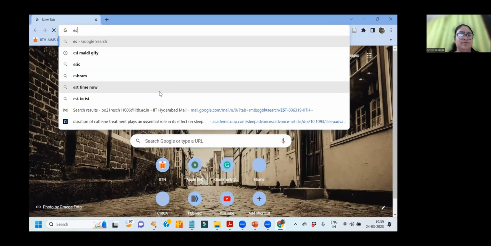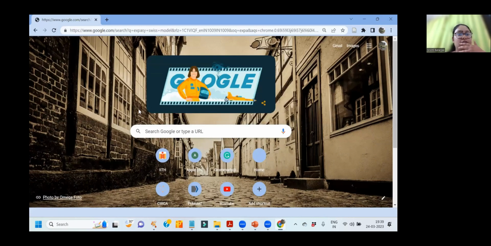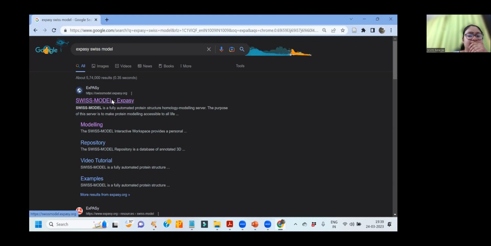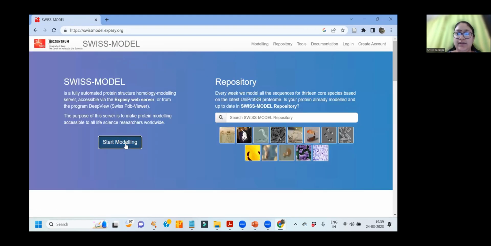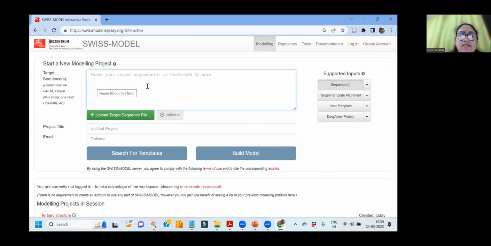SPC Swiss mod. Start modeling. So you click here on start modeling. It'll take time because of internet speed. And then we have to paste your target sequence or Uniprot KBAC here. We can do both of these. Different formats of sequences are supported here. You will find it here.